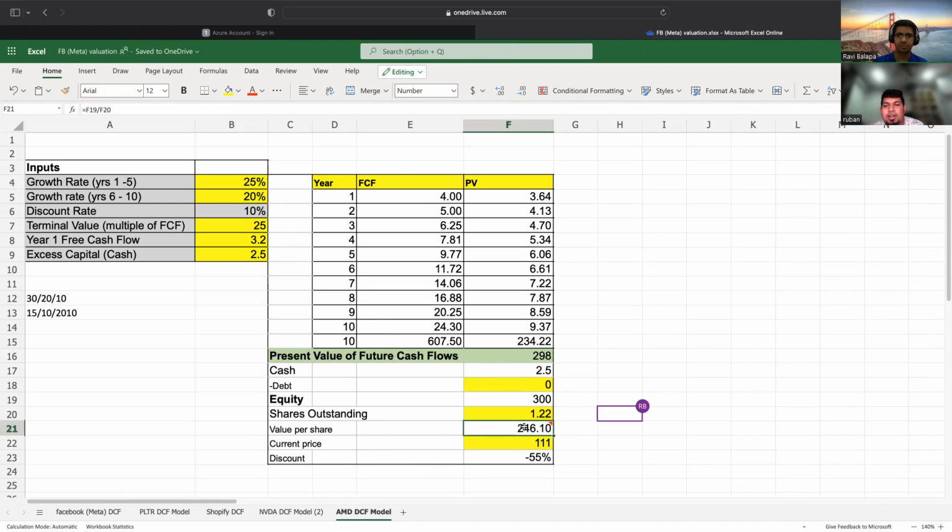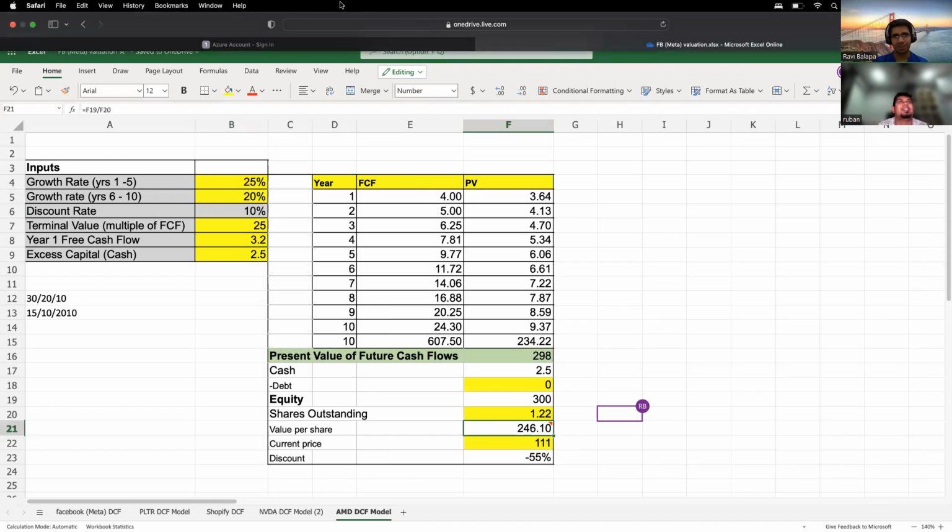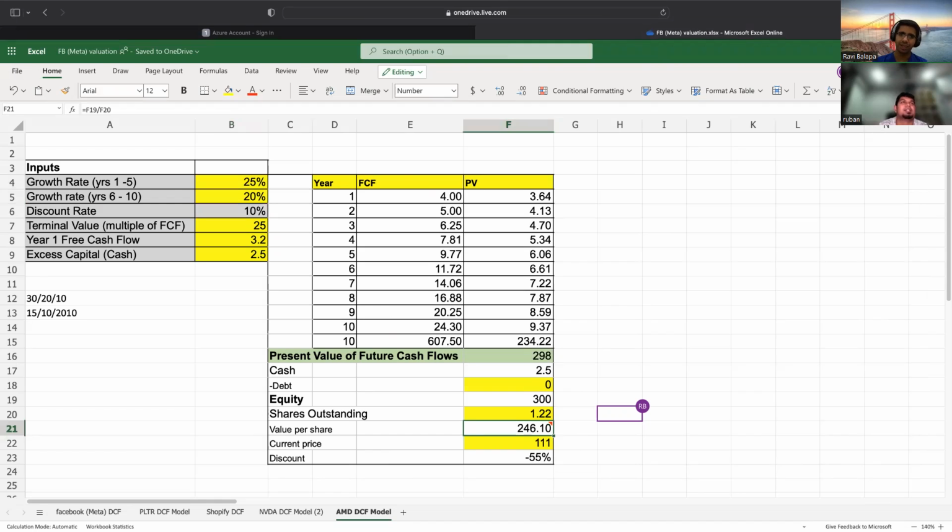So Ravi, do you have anything to add? No, nothing else. It's done perfectly. What do you think about AMD's valuation then? I'm very comfortable buying at these prices, because even with these conservative numbers plugged in, it's trading at a 50% discount to the fair value we calculated, which is $246. And AMD is a strong company with secular growth ahead of it. So why not?